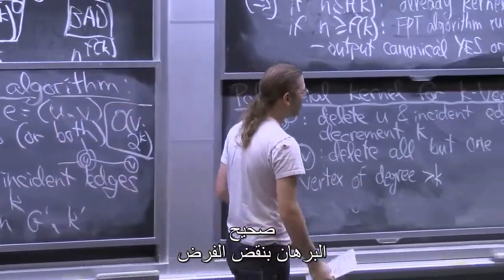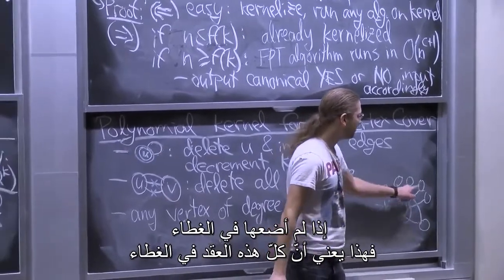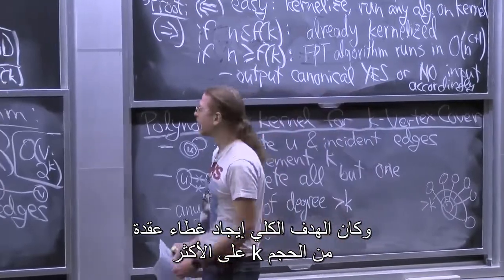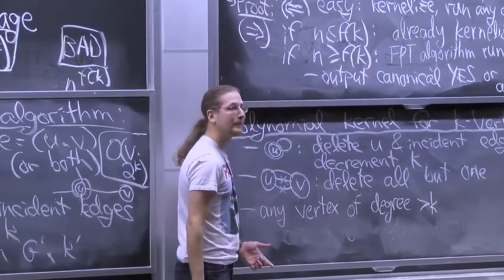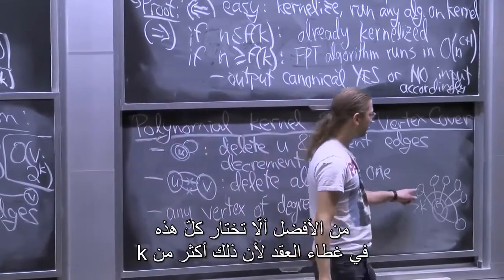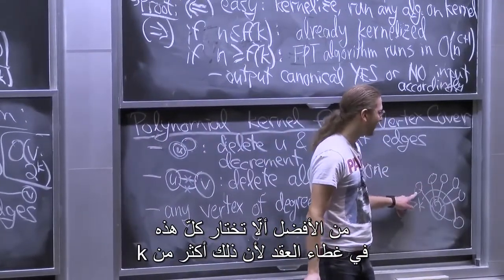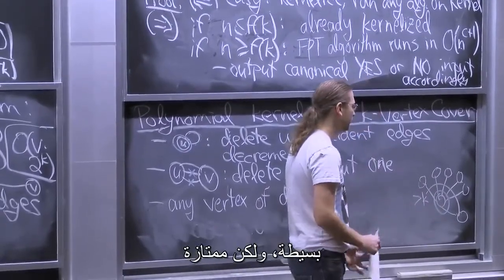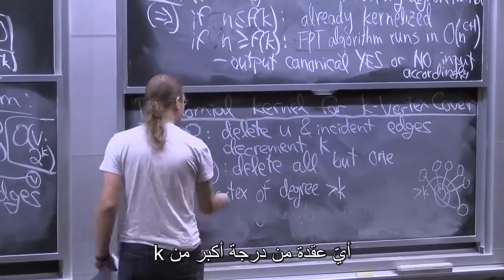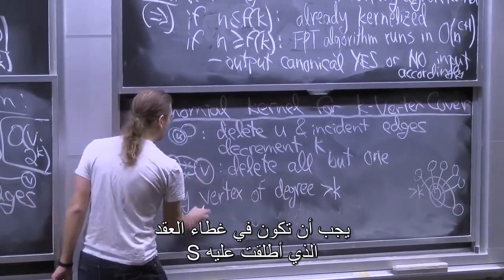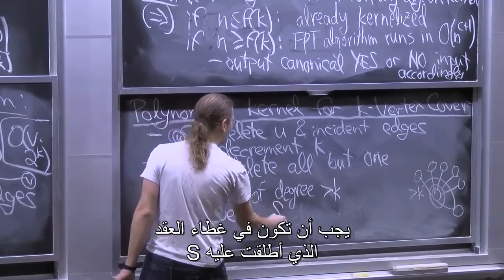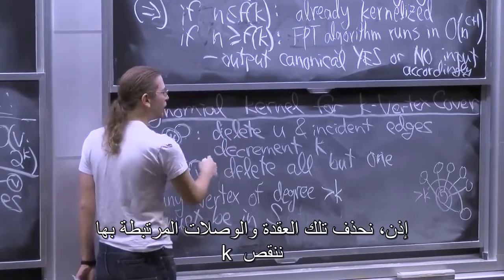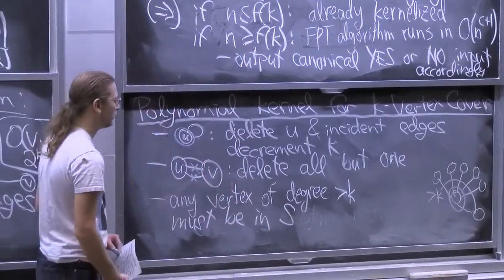Right. Proof by contradiction. If I don't put it in the cover, that means all of these guys are in the cover. There's more than k of them. And the whole goal was to find a vertex cover of size at most k. So you better not put all of these in your vertex cover, because that's more than k. So therefore, this one has to be in there. This is a cool argument. Simple, but cool. Okay? So any vertex of degree greater than k must be in the vertex cover, which I was calling S. So delete that vertex and its incident edges, decrement k, because we just used something.